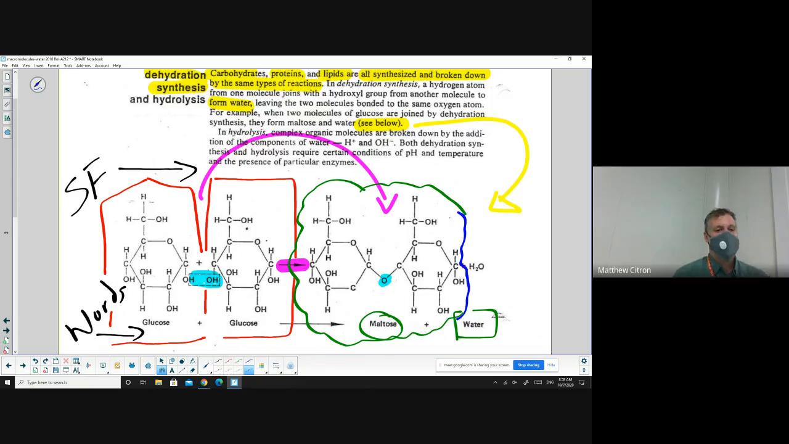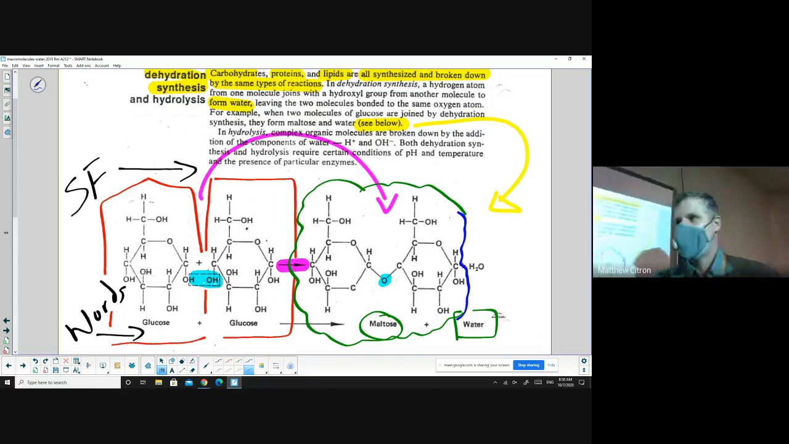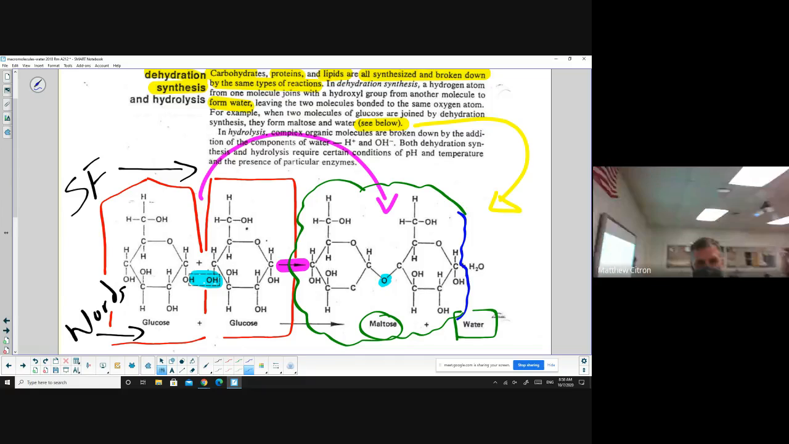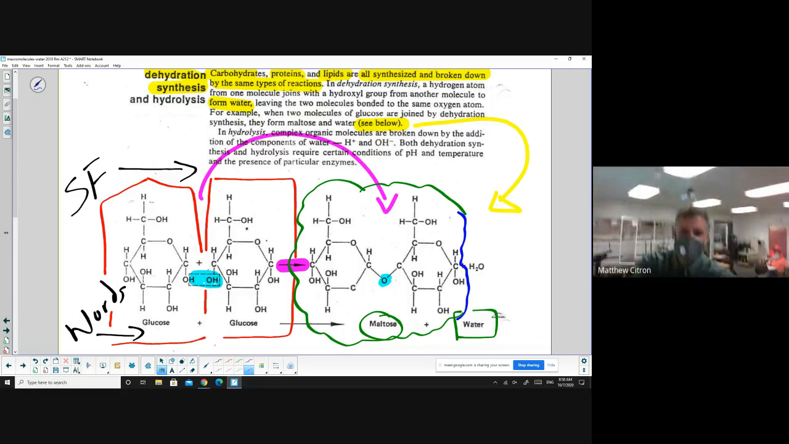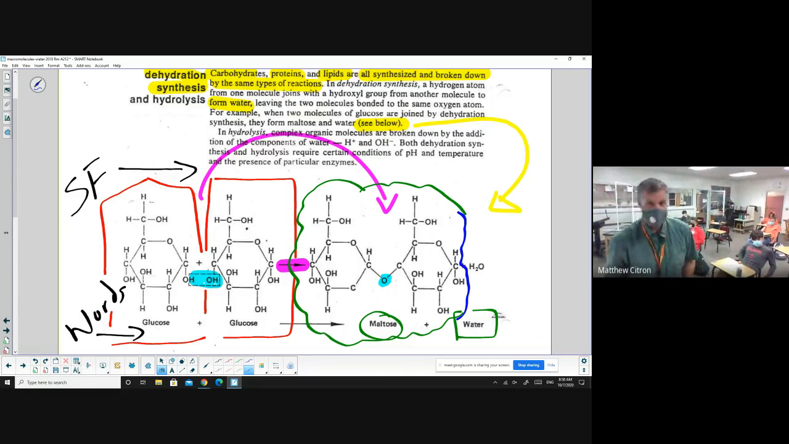Correct. Yeah. You've made two monosaccharides into a disaccharide. Now, there is a way that you are going to remember this, which is probably going to be very helpful from now on and forever. Let's see if we can make this work.